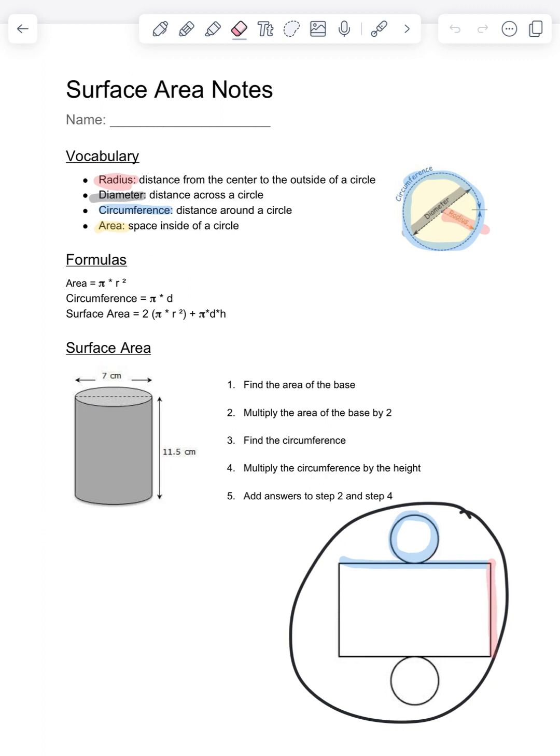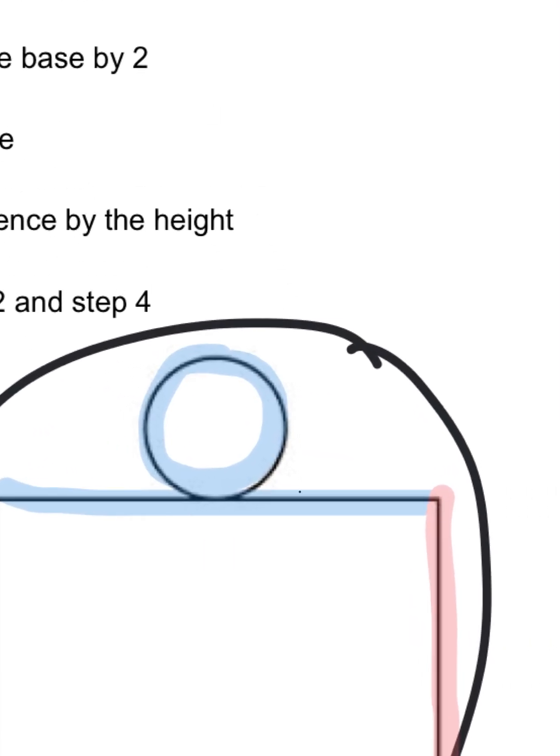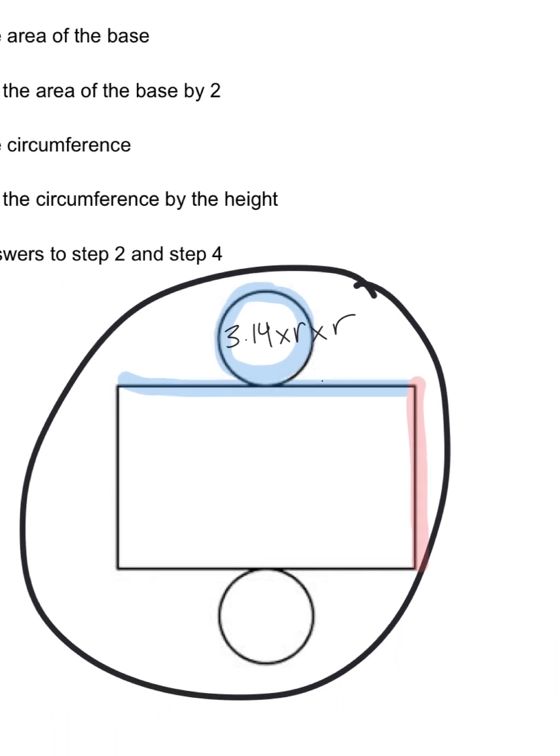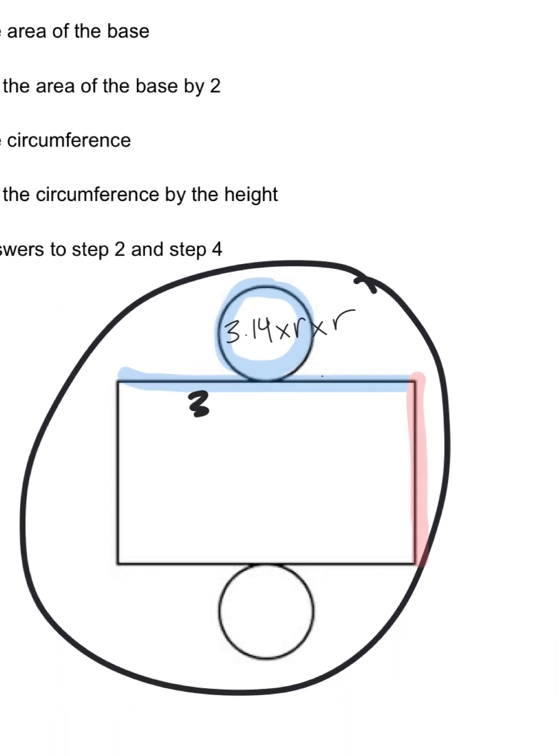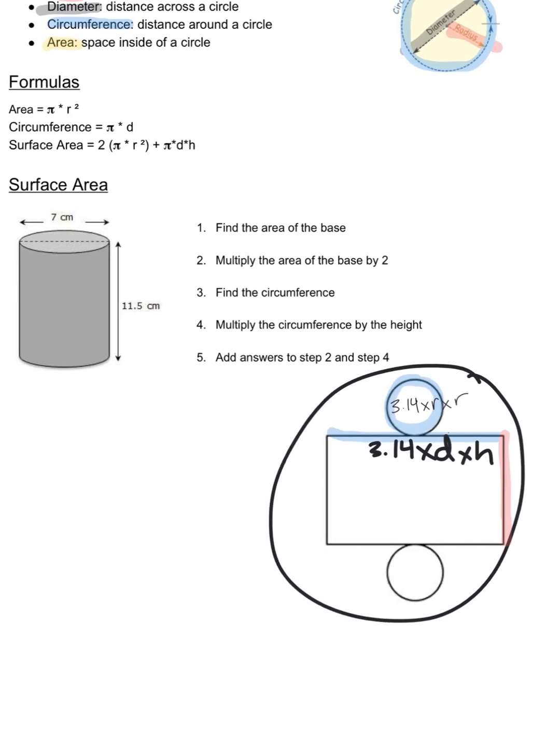So all we have to do for surface area is find the area of the two circles, and we already know the area of a circle is pi times r squared. And then if we find the circumference, which we know is pi times diameter, we can multiply that by the height to get the area of that rectangle. If we break this into steps, the first thing we're going to do is find the area of the base, aka the circle.